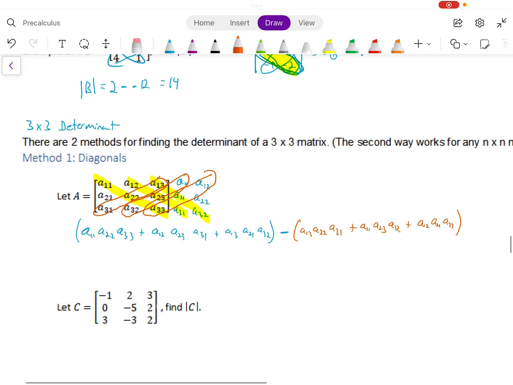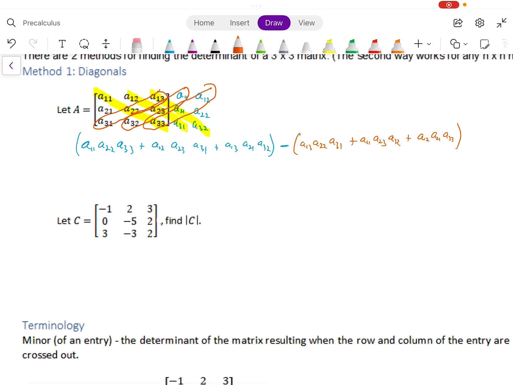So let's take a look at this example. It says, let C equal this matrix right here. Find the determinant of C. So we're just going to follow that diagonals idea. We'll have to rewrite these. So we have negative 1, 2, 3, 0, negative 5, 2, 3, negative 3, 2.